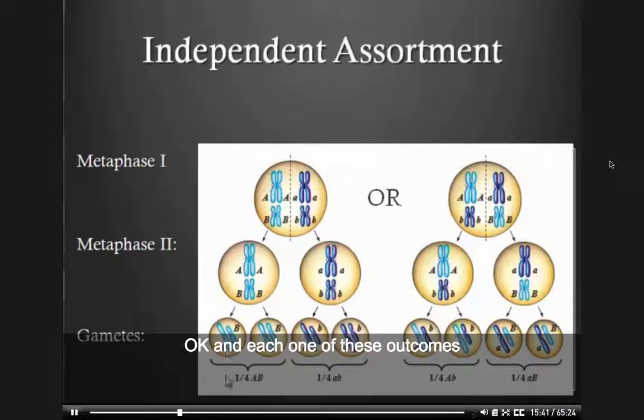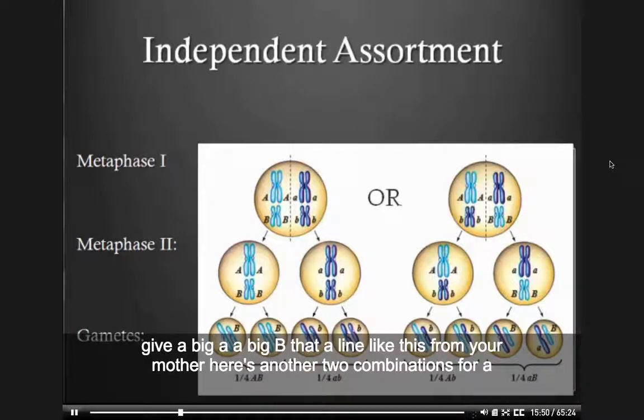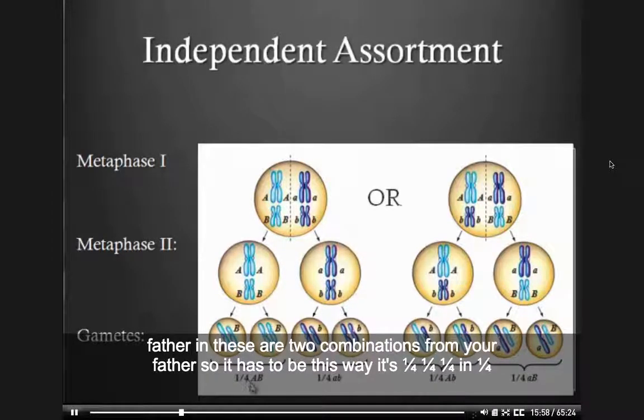Okay? And in each one of these outcomes, you could have a big A and a big B that are both like this from your mother. You could have a big A, a big B that align like this from your mother. Here are another 2 combinations from your father, and these are 2 combinations from your father. So it has to be this way. It's 1/4, 1/4, 1/4, and 1/4.